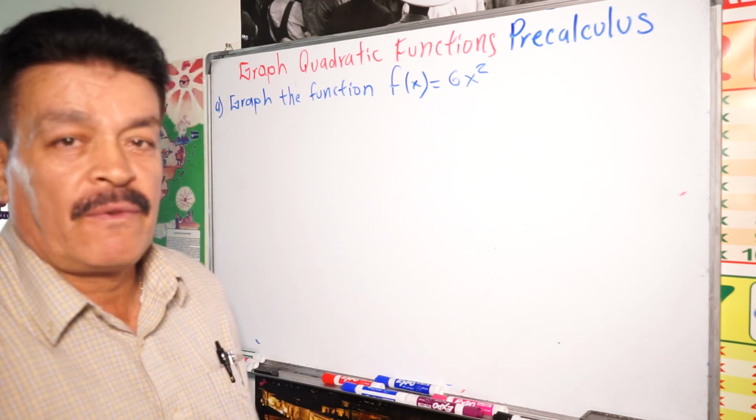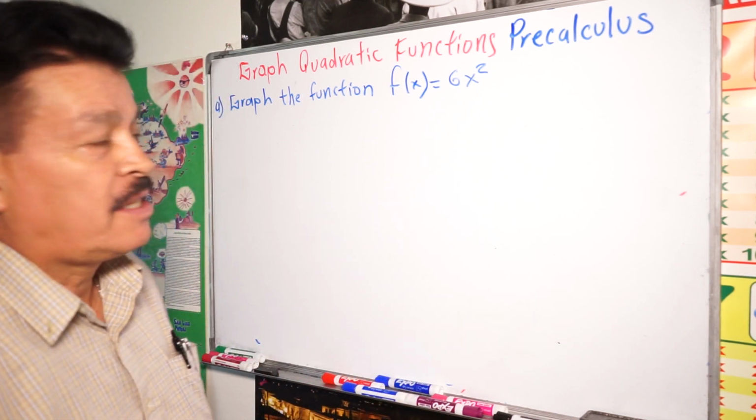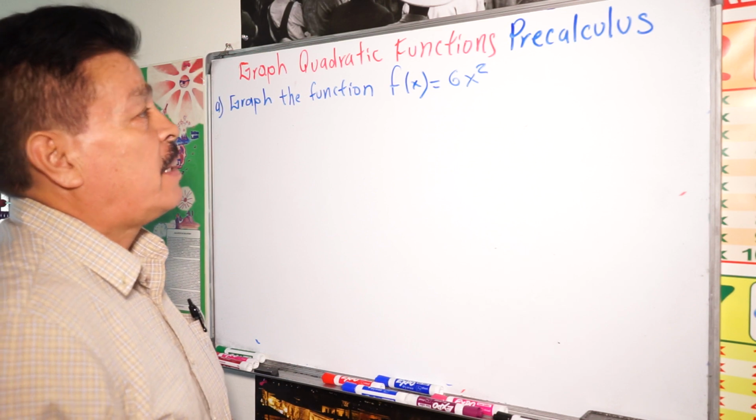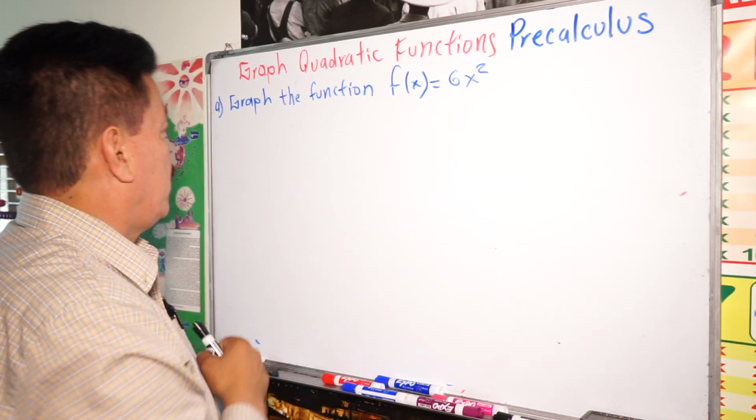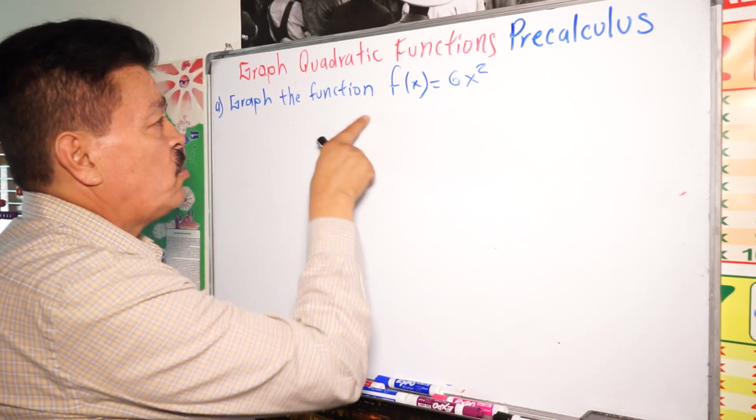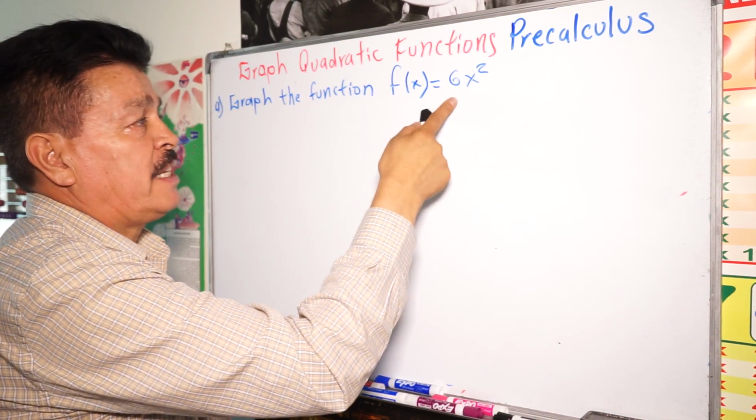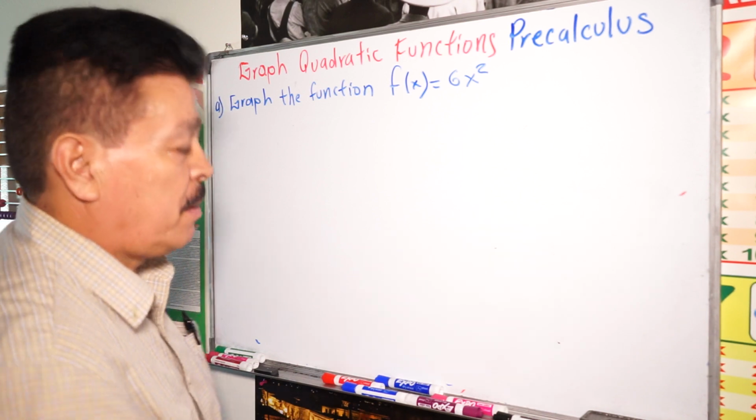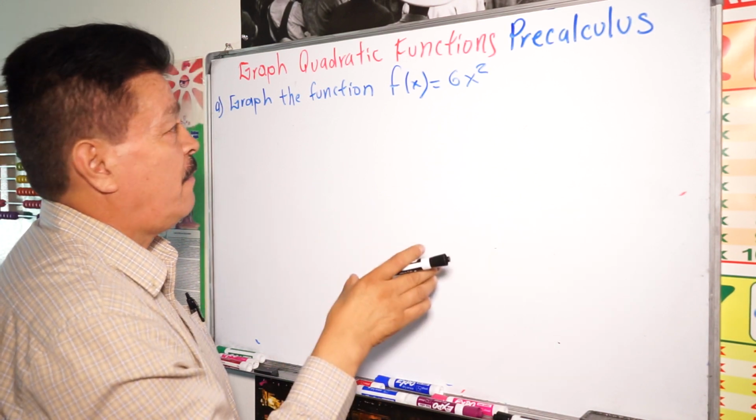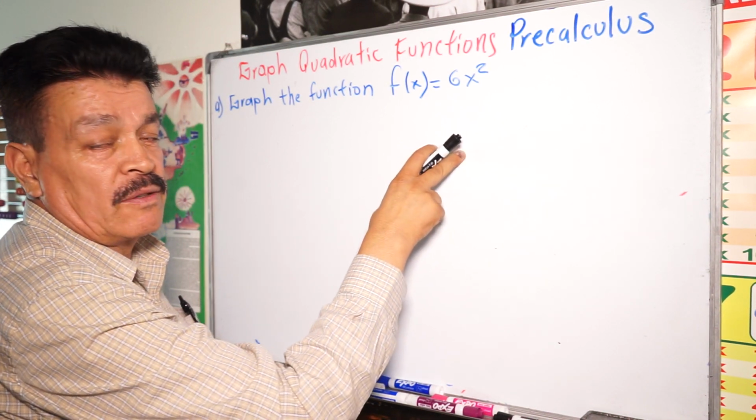This is our topic for today. Our class today is for Precalculus. We have one problem here. Graph the function f of x equals 6x squared. We have to do the graph and then also find the vertex of this graph.